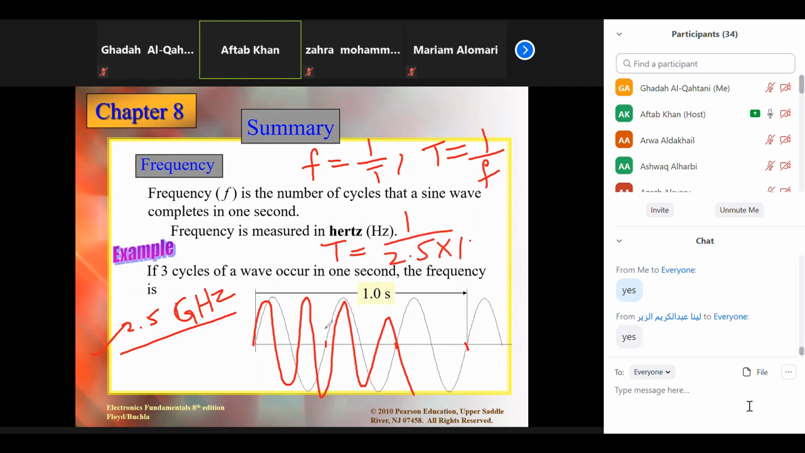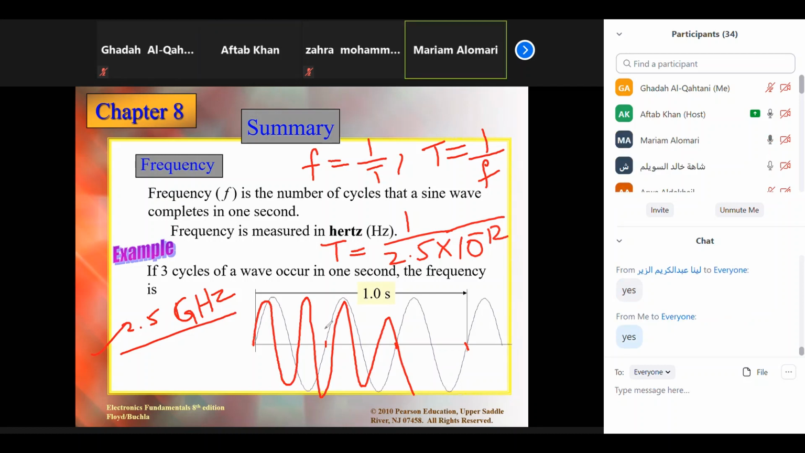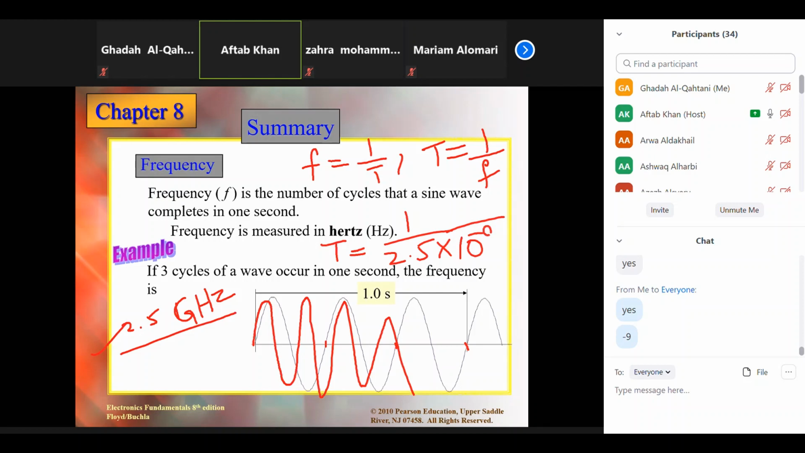2.5 into 10's power minus 12, because gigahertz, right? Is it 12 or 9? 9. Yes, it is 9. 9 is giga. No, it's not negative, first of all, it is positive. Like kilo, mega, giga, 9, correct.